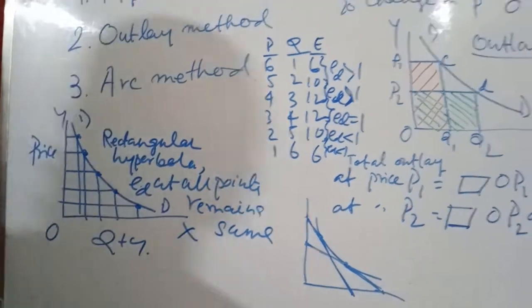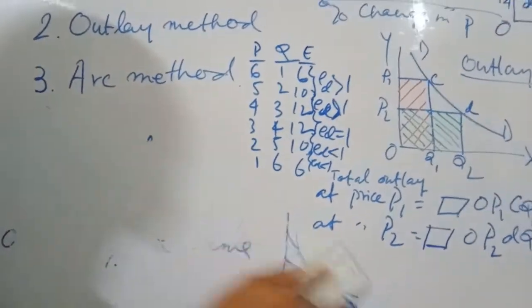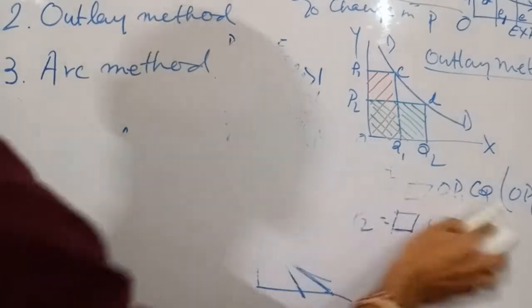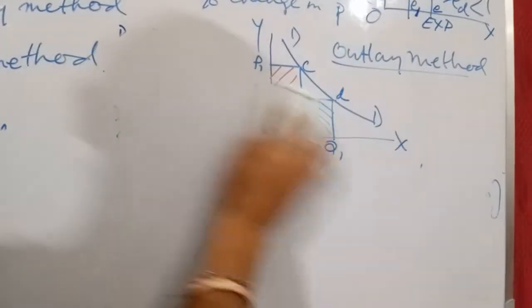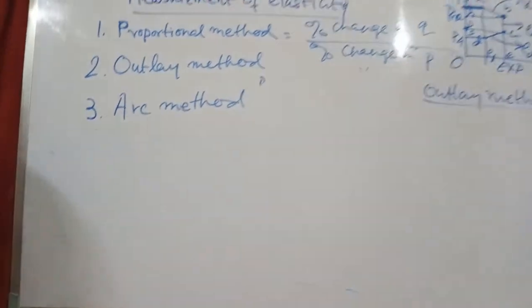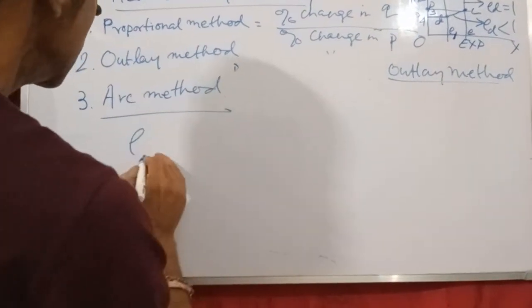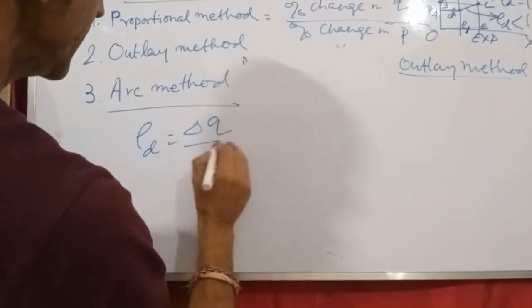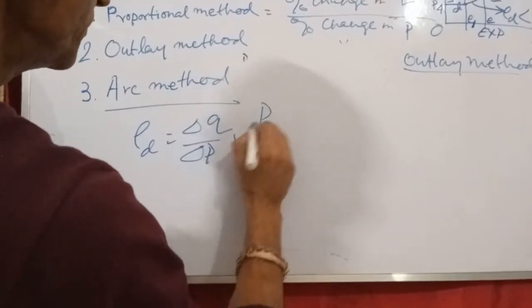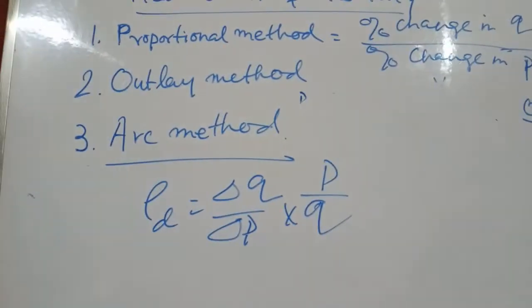Arc method is very simple. Actually, when we measure elasticity at a particular point, we apply the formula delta Q by delta P into P by Q. Elasticity equal to delta Q by delta P into P by Q. Correct?